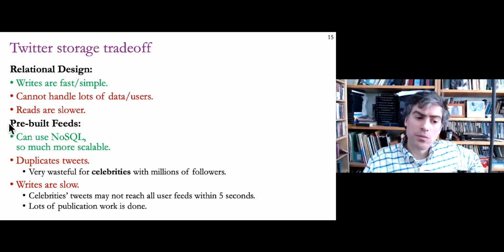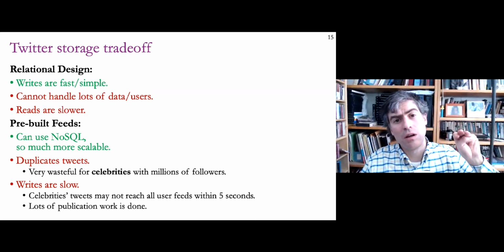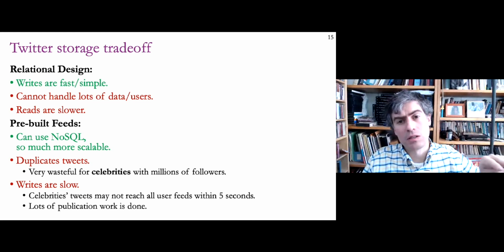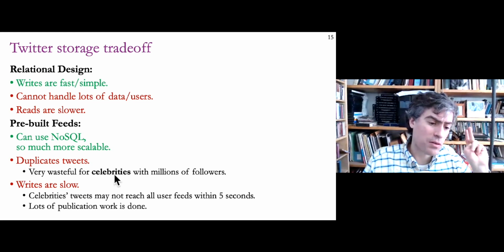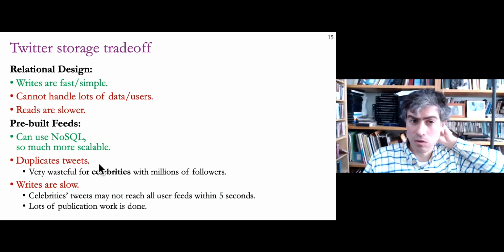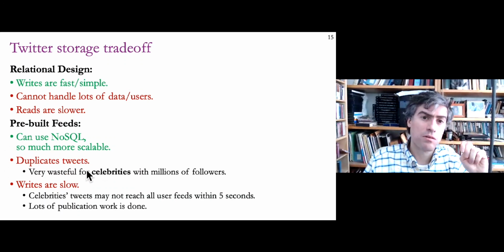The solution was to pre-build the feeds. This allowed us to use a NoSQL database, which is much more scalable, to involve just a subset of nodes, let's say 3 nodes in every read of the tweets. Now, the problem, though, is that there are 2 of them. First of all, we have wasteful use of storage. Every tweet is duplicated in every follower's feed.